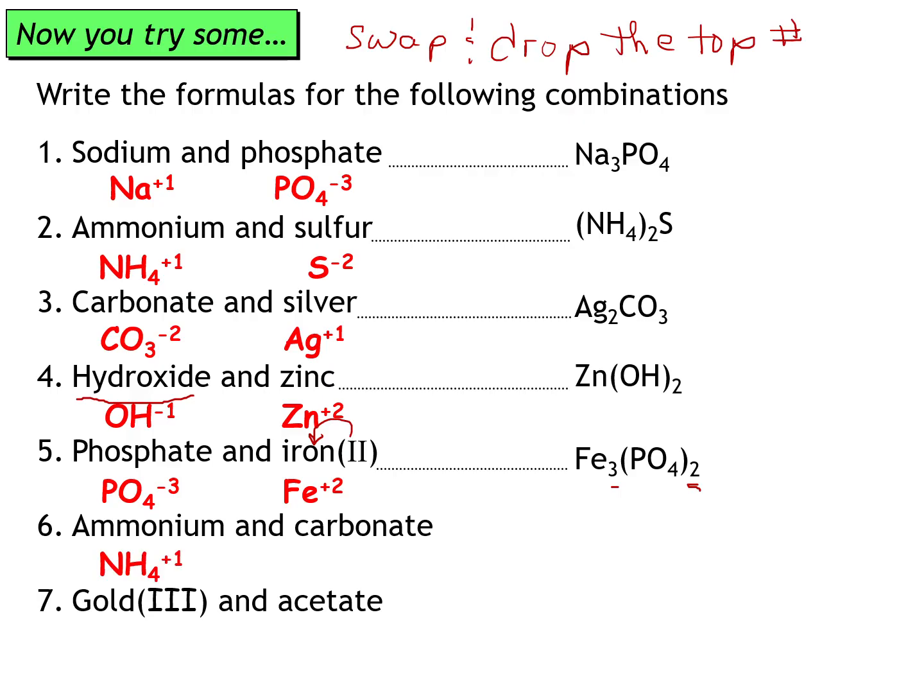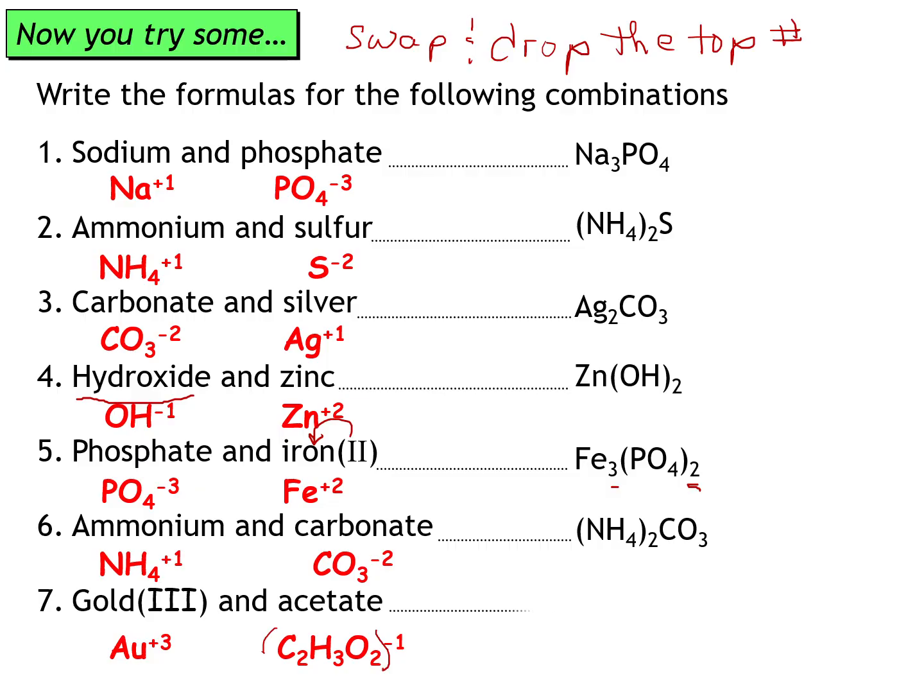And ammonium and carbonate, that one was done on the previous slide, so it really needs to be taken out. And then we have gold with a +3 charge and acetate. Now acetate really bothers people because it has so many letters in it. So sometimes what I tell people to do is just go ahead and put a circle around it or put parentheses around it ahead of time so that you don't try to take it apart. So we end up needing 3 acetate anions, and so it ends up being Au(C2H3O2)3.